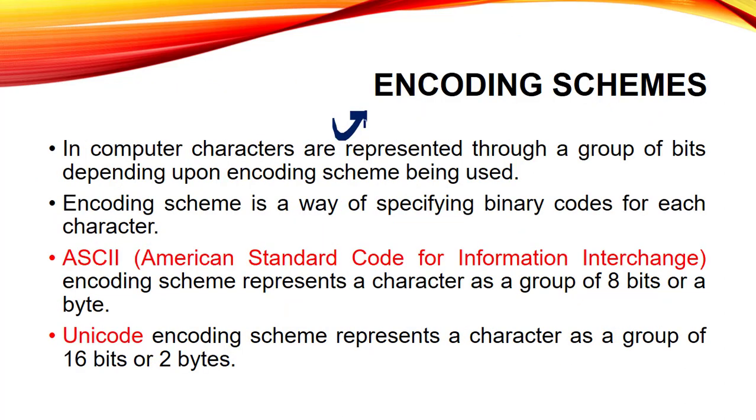As I have told you just now, every character is represented by a binary sequence. Now for defining that binary sequence, there are some encoding schemes that our computer has to follow. Fine. In computer, characters are represented through a group of bits depending upon the encoding scheme. It means our computer has its own coding procedure through which it can convert our instructions into binary bits. Fine. Encoding scheme is a way of specifying binary code for each character. It means this encoding scheme is a part of logic which will explain how a character will be converted into a bit form. Fine.